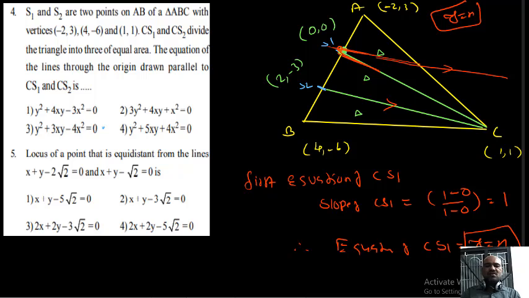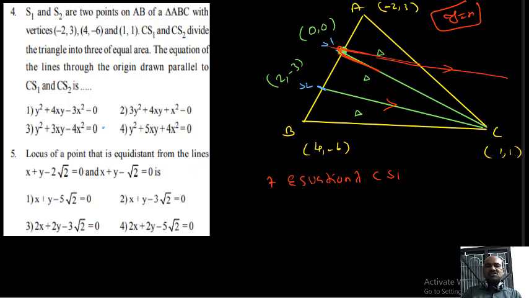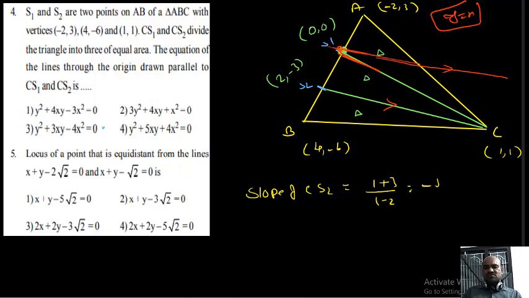So next what should we do now? You want to find the equation of a line which is passing through origin and parallel to CS2. Since it passes through origin, it is also in the form y equal to mx. We just need to find the slope of CS2, that is the slope of the required line. First of all, I will find the slope of CS2, equal to 1 plus 3 by 1 minus 2, that is equal to minus 4.